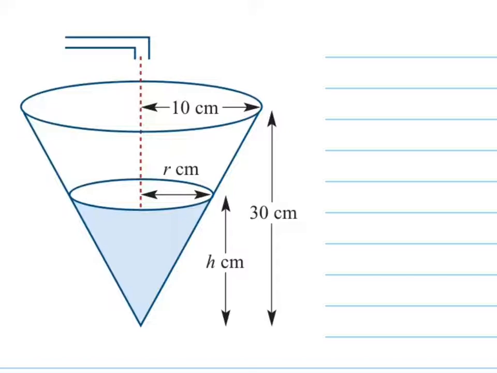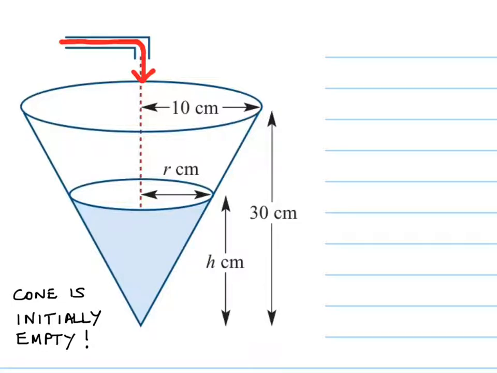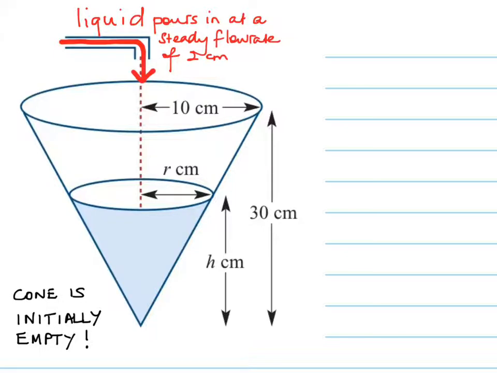So this cone here, you can see it's an inverted cone, and you can see the dimensions of it, radius 10 and 30 centimetres deep. But when we start this question, the cone is actually empty, okay? What we're going to do is run some water or some liquid through a tap at the top, and that's basically liquid pouring in at a steady flow rate of 2 cubic centimetres per second, okay? That's the deal. And the question that we have to answer is, what is dh dt?